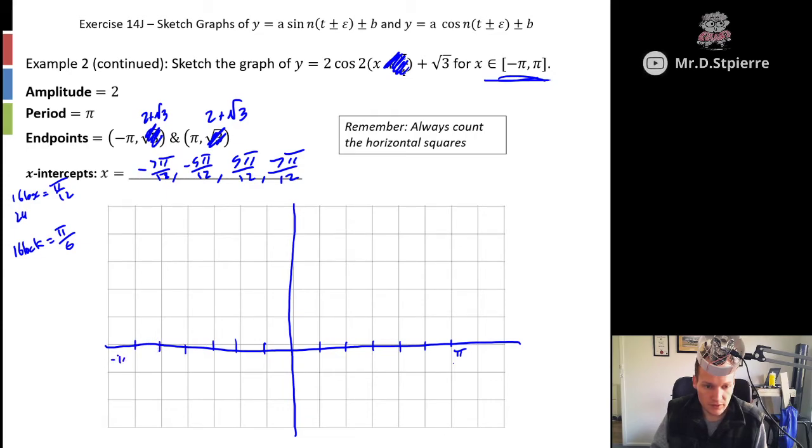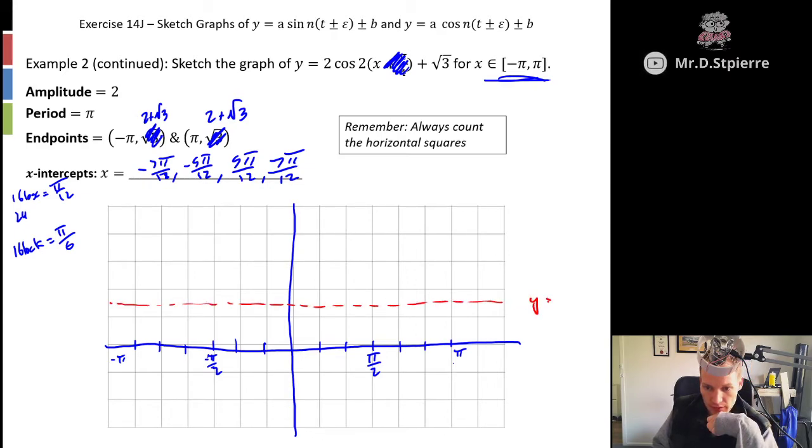6, that's negative pi on 2, pi on 2, so we can fit it in our domain. Now we're up plus root 3. Okay, so what's root 3? We need to estimate that, it's 1 point something. So we can put in a marker y equals root 3. That's what we're going to be oscillating about. That's that vertical translation.